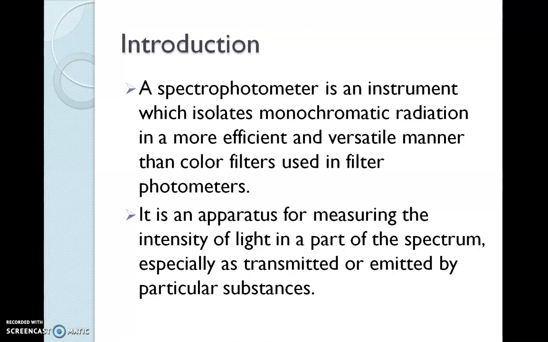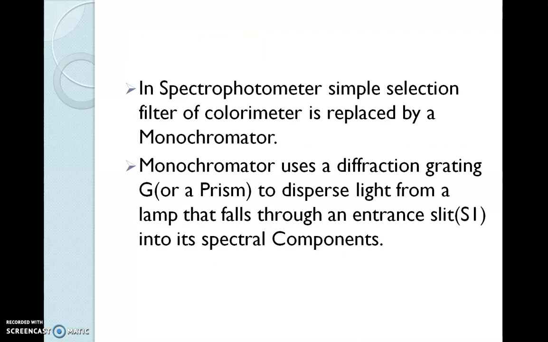Here, a spectrophotometer is an instrument which isolates monochromatic radiation in a more efficient and versatile manner than color filters, which are used in filter photometers. Filter photometers come under colorimetric measurement. In a spectrophotometer, the simple selection filter of the colorimeter is replaced by a monochromator. A monochromator is an optical device that transmits a mechanically selectable narrow band of wavelengths or radiation chosen from a wider range of wavelengths available at the input.